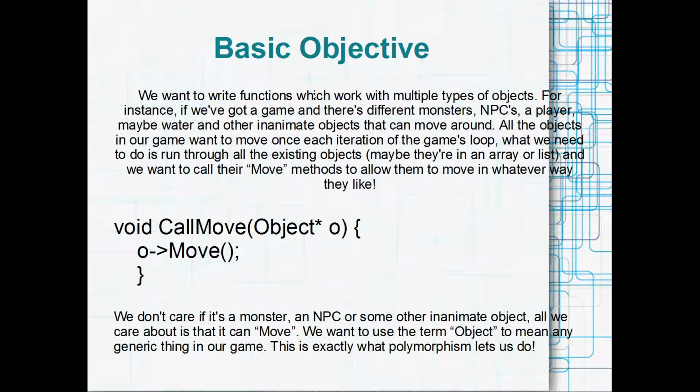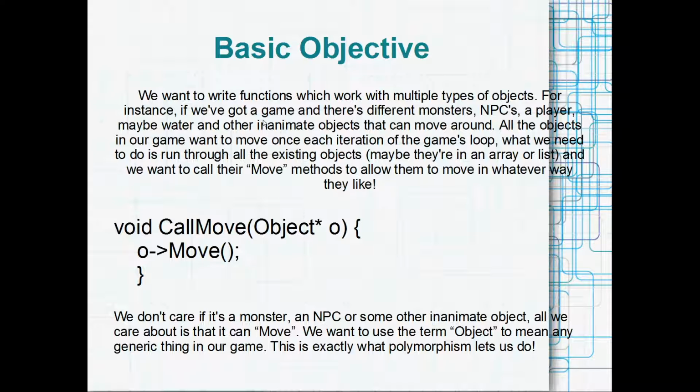Okay, so the basic objective, what are we trying to do? Let's say that what we've got is a game and there's a bunch of different monsters, NPCs, there's probably a player wandering around, there might be water and other inanimate objects that can move in our game. For all of the objects in our game, once per iteration of the game's loop, what we want to do is tell them all to move. So we might have them all in an array or other list of some sort.